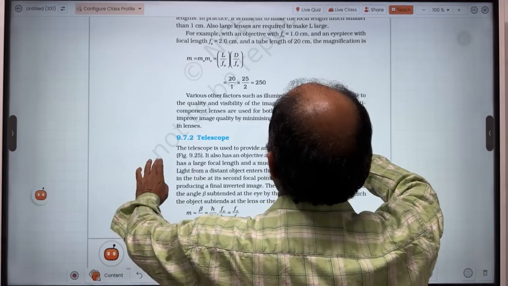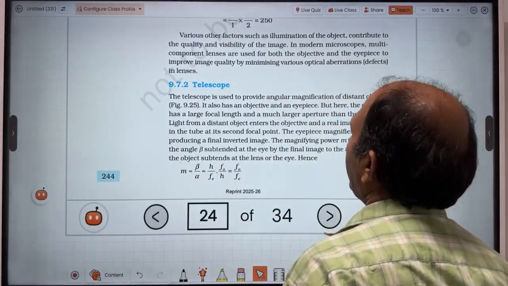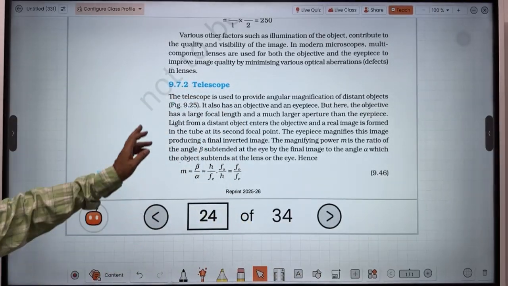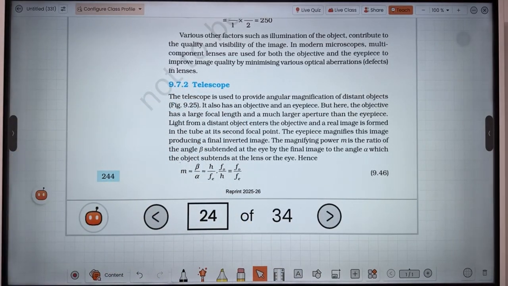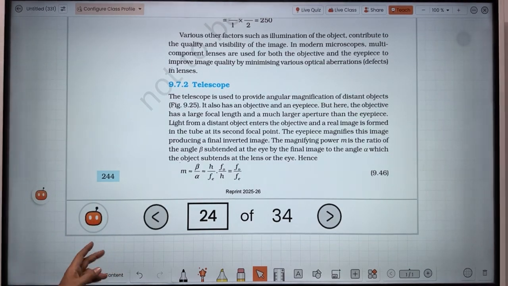Now we are going to see the telescope. So in the case of the telescope, what is the difference? In the previous case, in the case of the compound microscope, we have taken an objective lens of short focal length, whereas the eyepiece has large focal length. But in this case, in the case of the telescope, we will do the reverse. The objective will have large focal length so that it can gather more light, and the eyepiece will have small focal length, right?